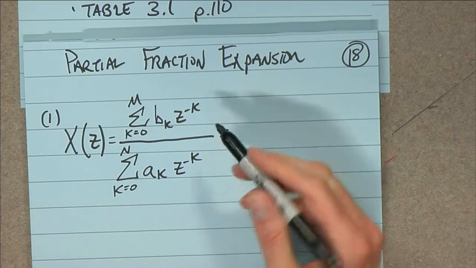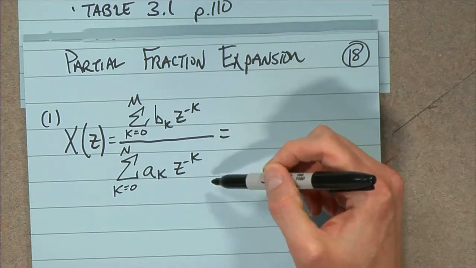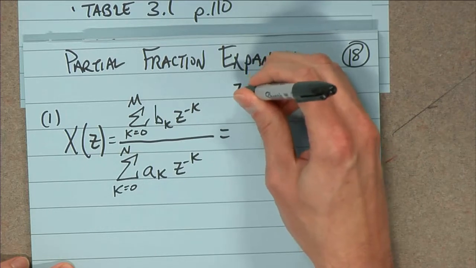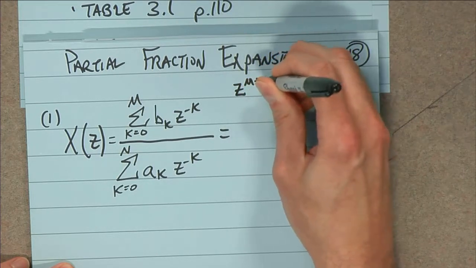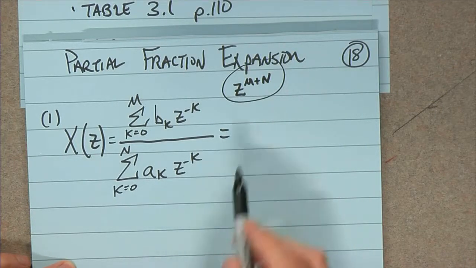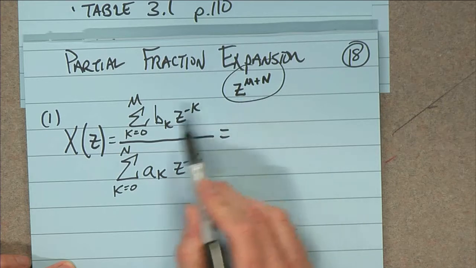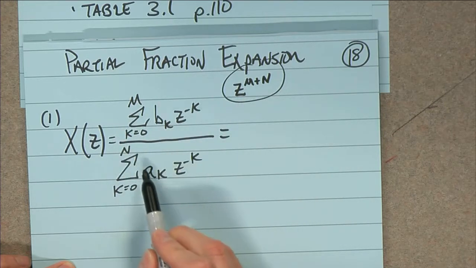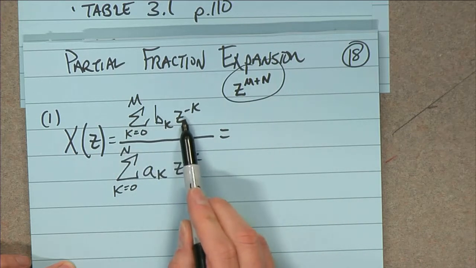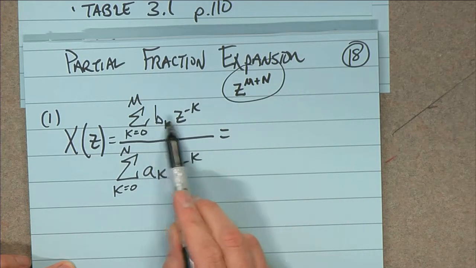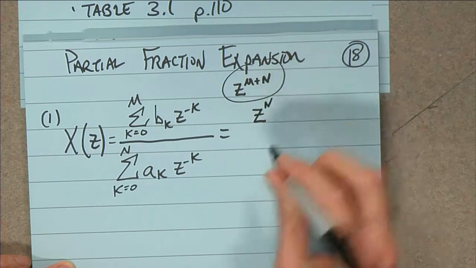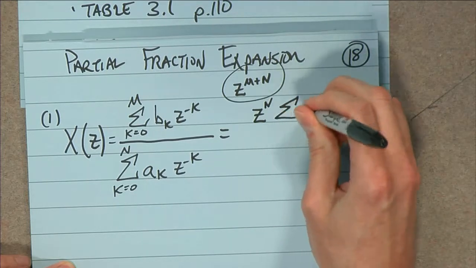So if I multiply the top and bottom by z to the m plus n, I'm going to multiply both top and bottom by that. So when I do that, z to the m plus n times the top, what can I do with it? Well, I'm going to do something sneaky. I'm going to take this z to the m and push it through to each term individually. So I'm left with a z to the n out front, and you'll see why we're doing this in a second.